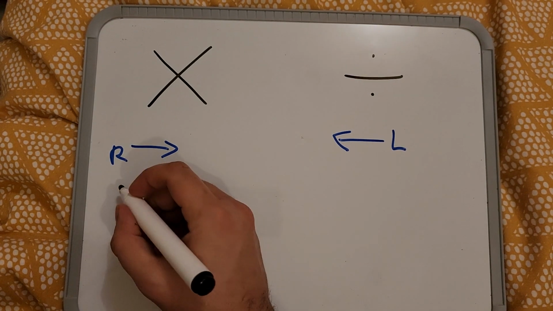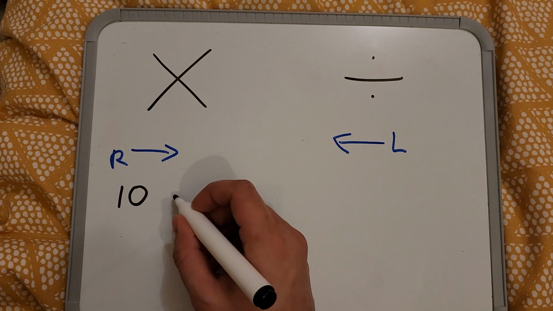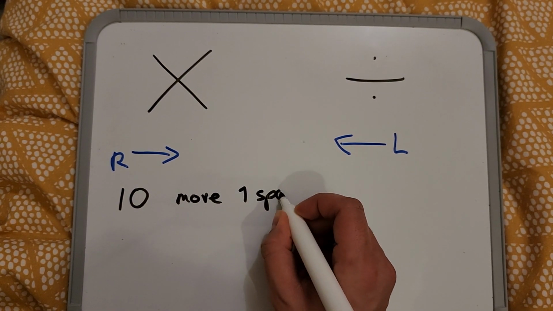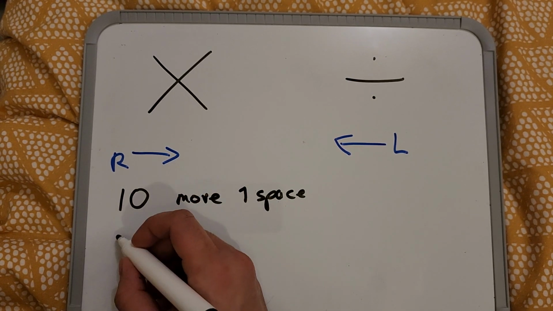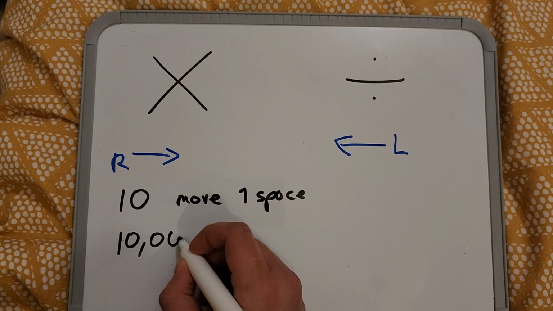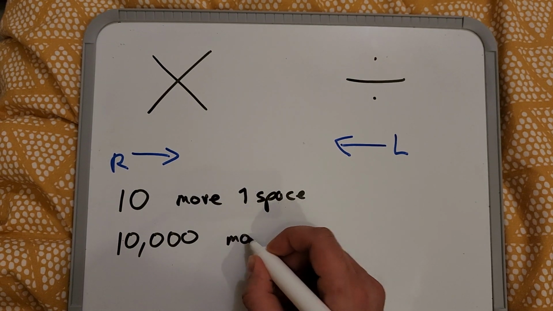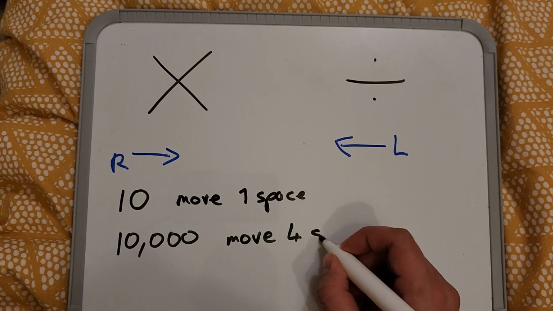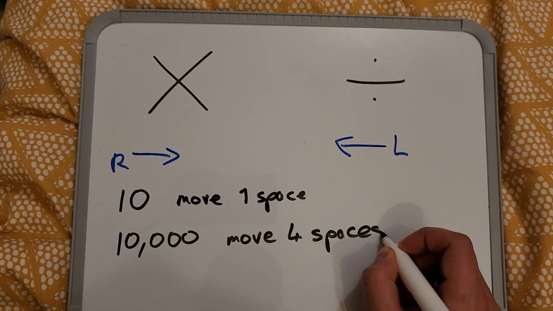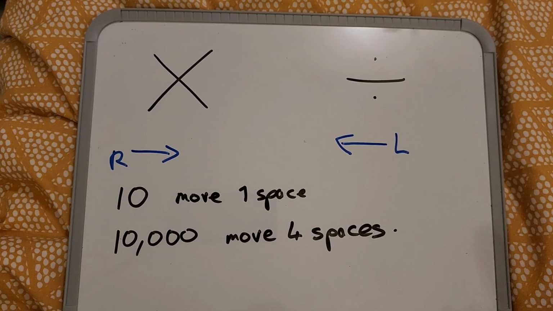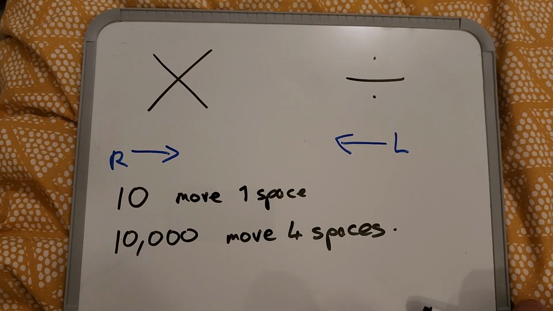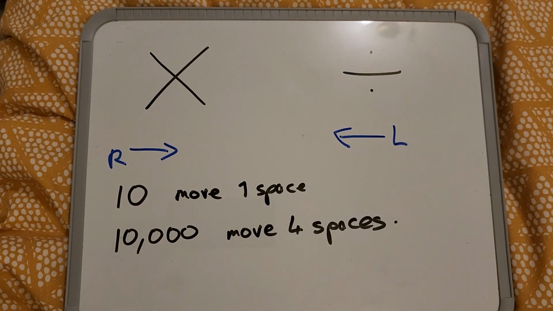So if we're timesing or dividing by 10, we would move 1 space. And if we were to go ahead and times or divide by, say, 10,000, we would move 1, 2, 3, 4 spaces. And it's just that simple. We're going to do a couple of examples now just to finish off and make sure we fully understand that concept.